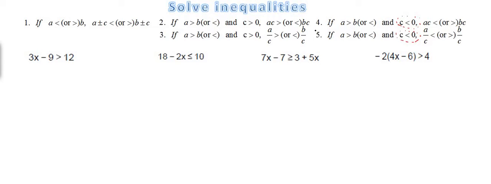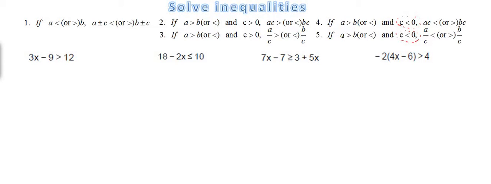Now let's take a look at property 4 and 5. So if A is greater than B, and now C is less than 0, if we let both sides multiply by C, then we need to switch the sign of inequality to the opposite one. So for example, here is greater than, that means here should be less than. If it's less than, here should be greater than.